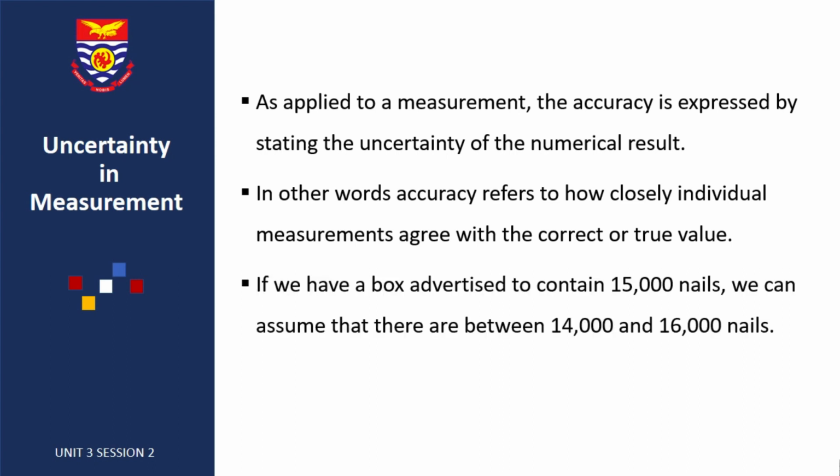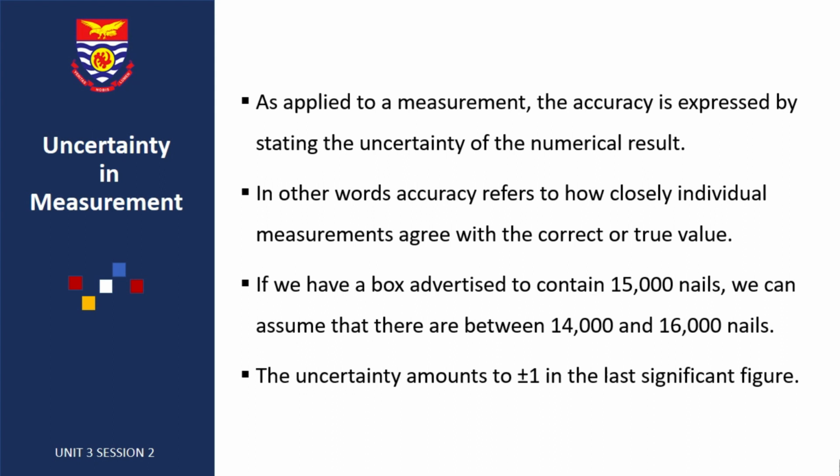An example is that if we have a box that has been advertised to contain 15,000 nails, then we can assume that there are between 14,000 and 16,000 nails in that box. So the uncertainty amounts to plus or minus 1 in the last significant figure. In our case, the last significant figure is 5. Minus 1 will give us 4, and plus 1 will give us 6. So we should have between 14,000 and 16,000 nails in the box that has been advertised.